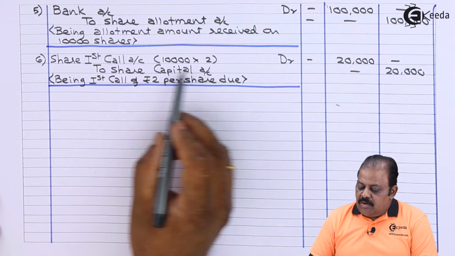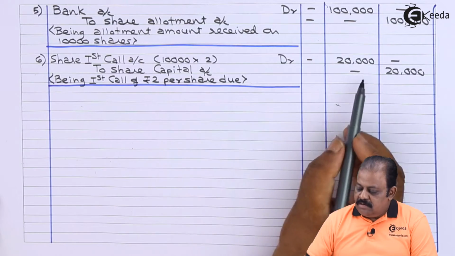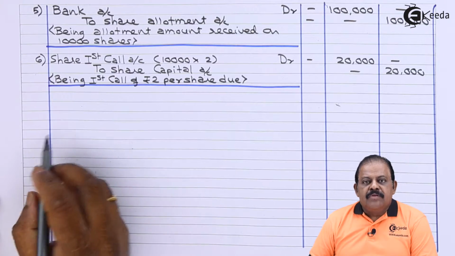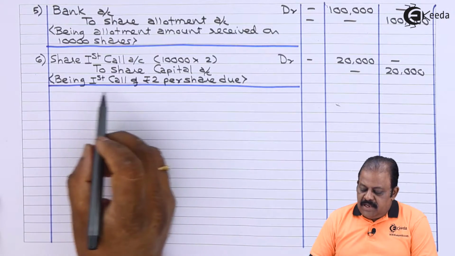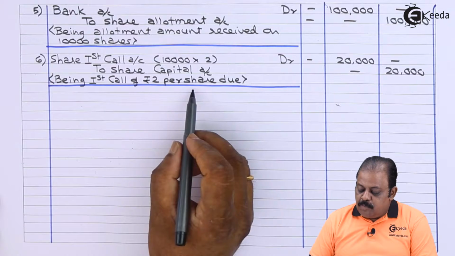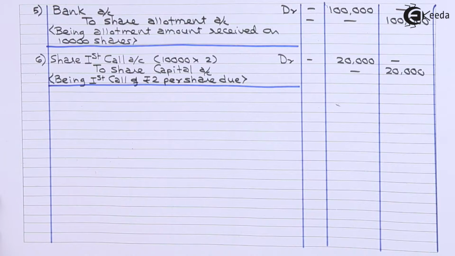Share first call account debit on 10,000 shares, 2 rupees per share, 20,000, to share capital account 20,000, being first call of rupees 2 per share due. The next entry will be for receiving the first call amount.